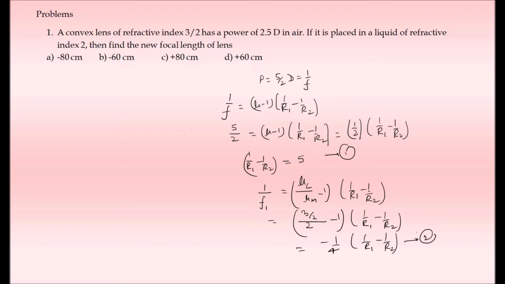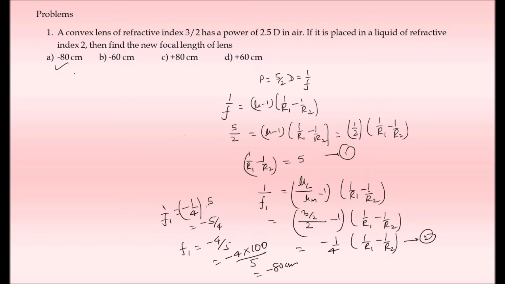And from equations 1 and 2, we get 1 by F1 is equal to minus 1 by 4 into 5, that is minus 5 by 4. So F1 is equal to minus 4 by 5 meter. If we change it to centimeter, 4 into 100 by 5, that is minus 80 centimeter. So the new focal length of the lens is minus 80 centimeter.